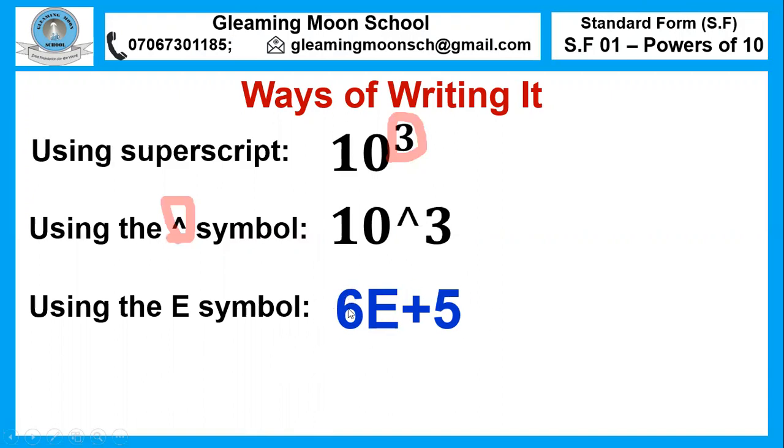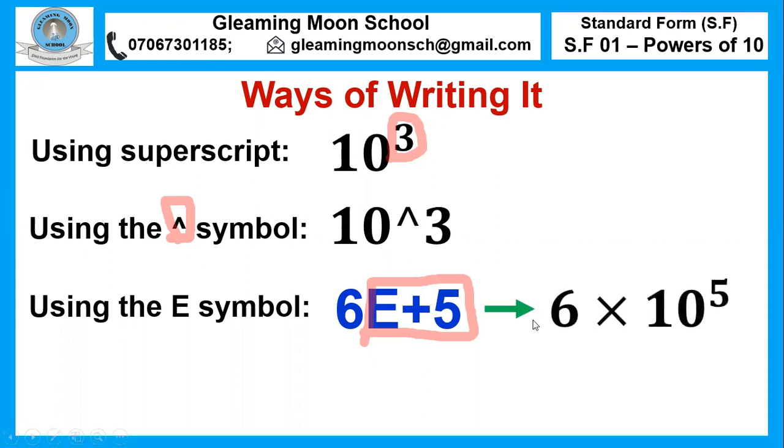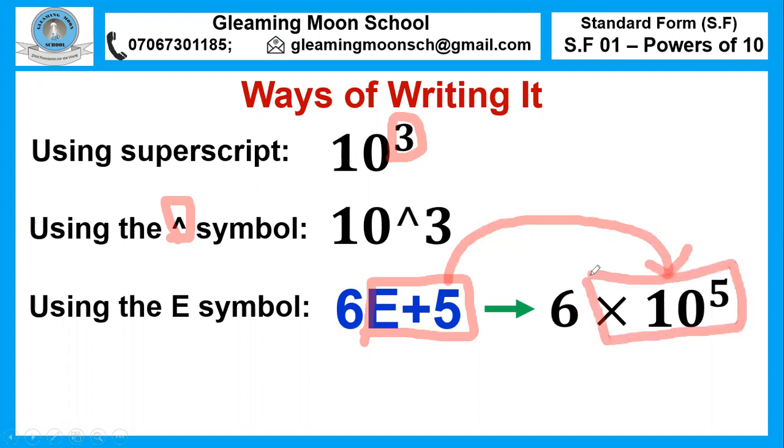This actually is a form of standard form. Yes, it has power of 10. The part that is the power of 10 is this part, E plus 5. That's the part that is power of 10. But let's find out what 6E plus 5 means. 6E plus 5 means 6 times 10 raised to the power of 5. So you can see that this part, E plus 5, is exactly the same thing as this part, times 10 raised to the power of 5.